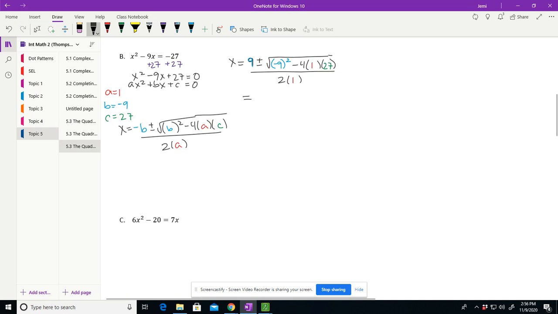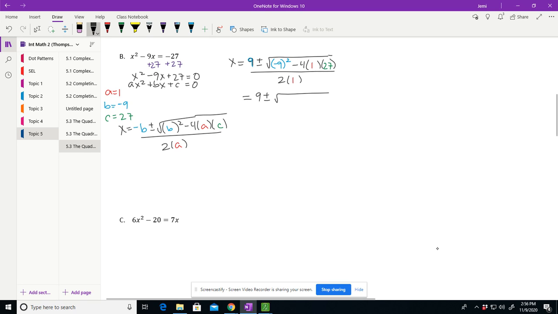So do little checks for understanding here. Pause this video again and simplify what's underneath the radical. So if you've simplified what's underneath the radical correctly, you should get the square root of negative 27. Okay? And then we're going to have to take the square root of that.